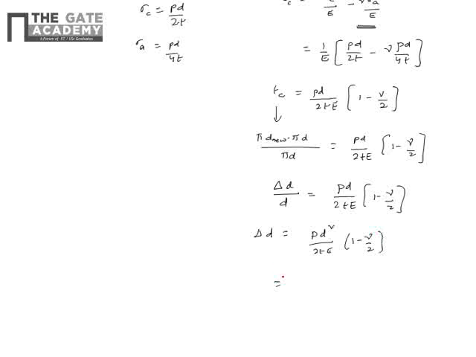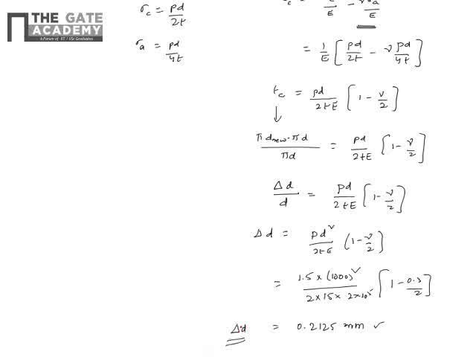Now it's all a matter of substituting the values. So let's substitute the values. Pressure is given as 1.5 MPa. The diameter is 1 meter, so we need to write it in mm, so 1000 mm squared, but the thickness is 15 mm. E is 2 into 10 power 5, and the Poisson ratio term is 1 minus 0.3 by 2. When you calculate, it comes out to be 0.2125 mm, and it nicely comes out to be 0.2 mm. There is no fraction thing. So the change in the diameter can be found out.